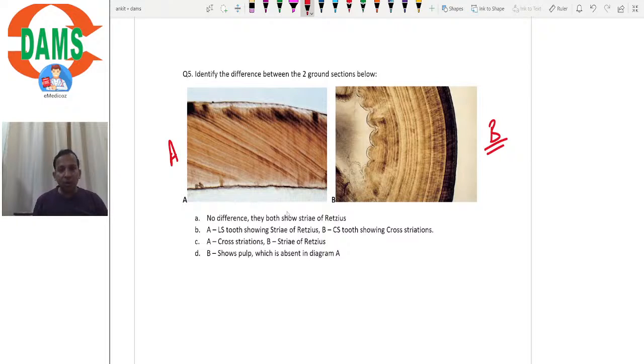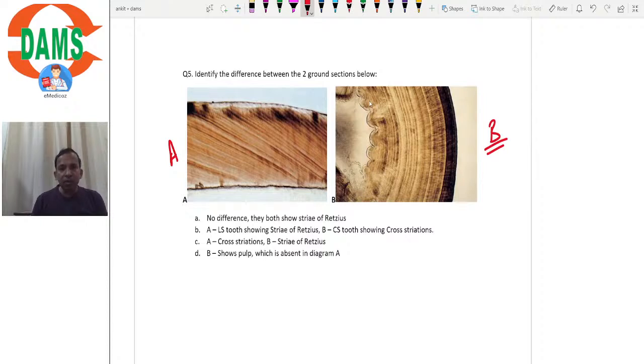Option A says there is no difference, and they both show the striae of Retzius. Whereas option B says that A is a longitudinal section and B is a cross section. A shows striae of Retzius while B is showing the cross striations. Option C says the opposite of option B: A is cross striation, B is striae of Retzius. And option D says that B shows pulp, which is absent in diagram A.